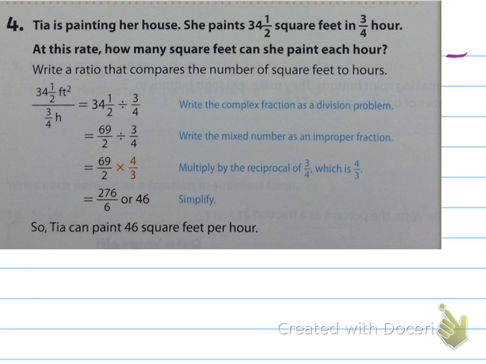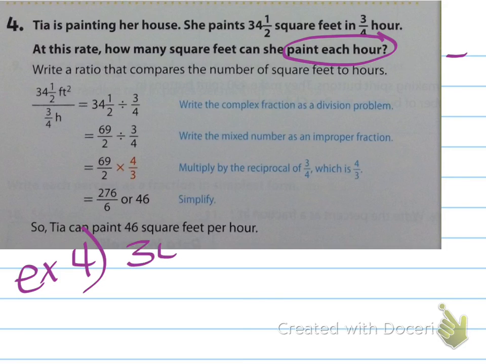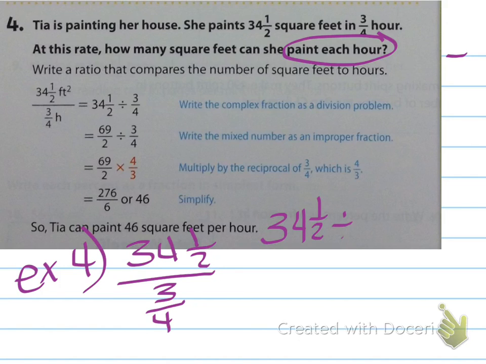All right, now do example number 4. All right, Tia is painting her house. She paints 34.5 square feet in 3/4 hours. At this rate, how many square feet can she paint each hour? So we want to know again how much we're painting per 1 hour. So we're going to set this up as 34.5 over 3/4, which we're now going to write as a division problem. 34.5 divided by 3/4.